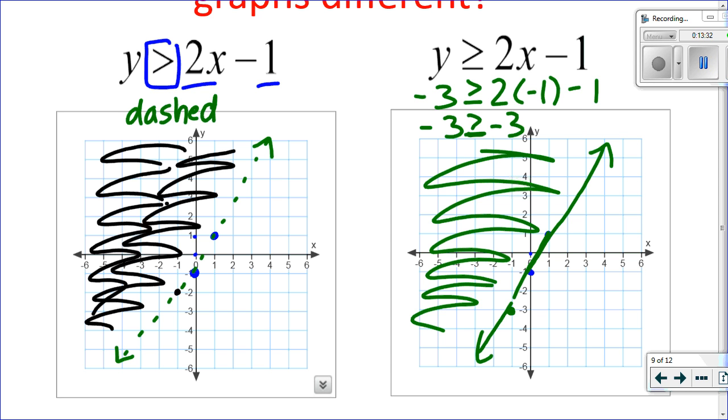On this line, that does not work as a solution, so that has to be a dashed line. If I chose that same point, I would get negative 3 is greater than negative 3. Absolutely not. That doesn't work. So nothing on the line is a solution. It's got to be dashed.